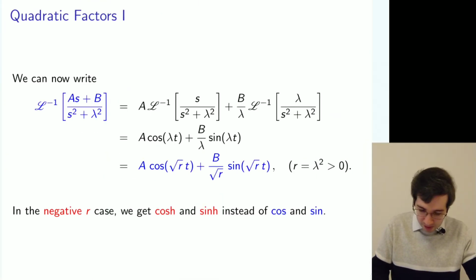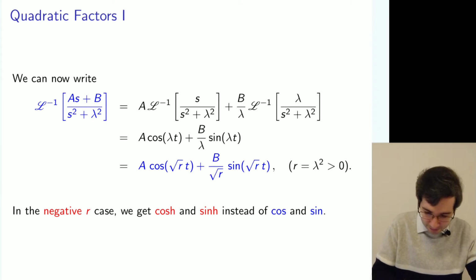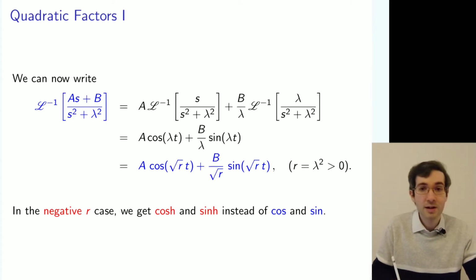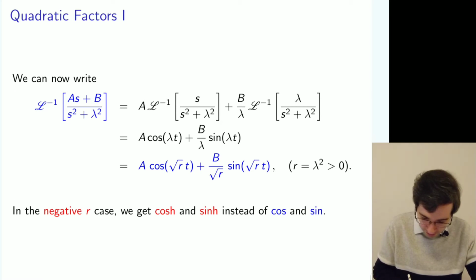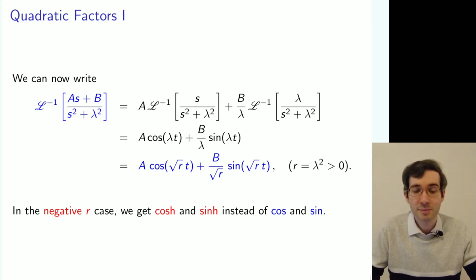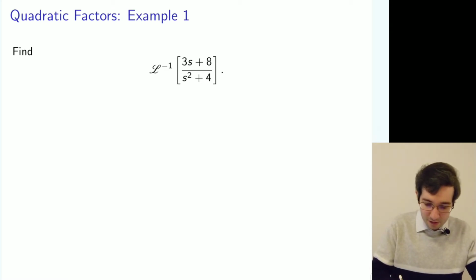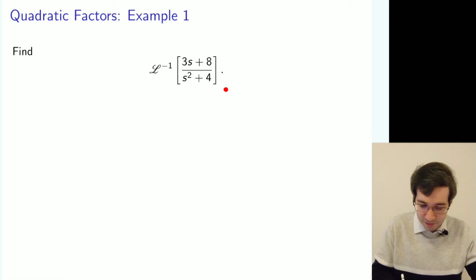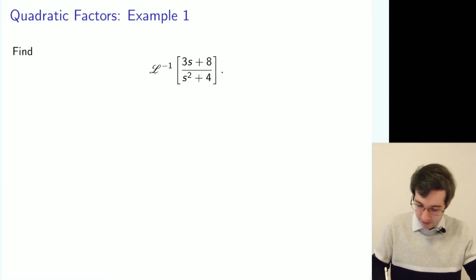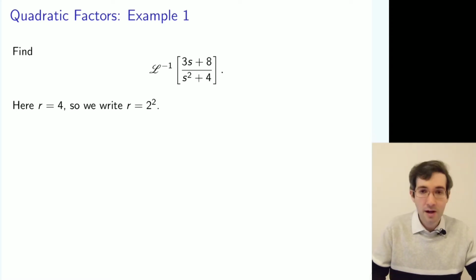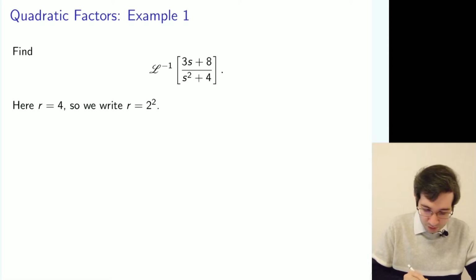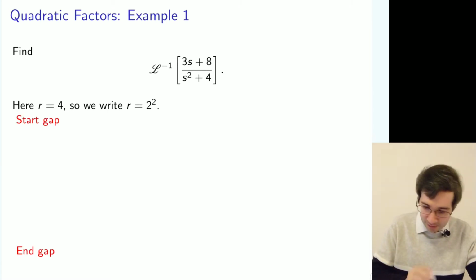And if you have a negative case, negative r, then instead of cosine and sine, you'll get a hyperbolic cosine and hyperbolic sine. But otherwise, it's very, very much similar. Let's look at the example. We are asked to find an inverse Laplace transform of that form. And here we can recognize that r is 4, or it's a square of 2. So let's work it out.